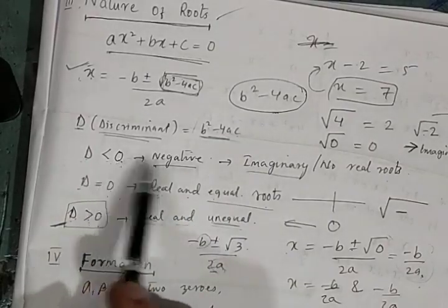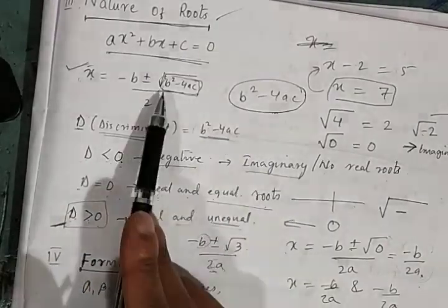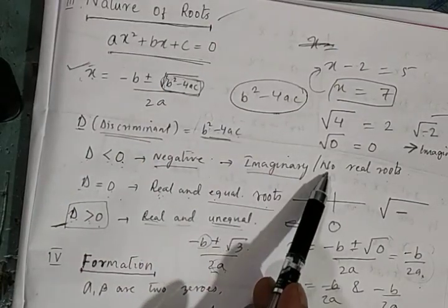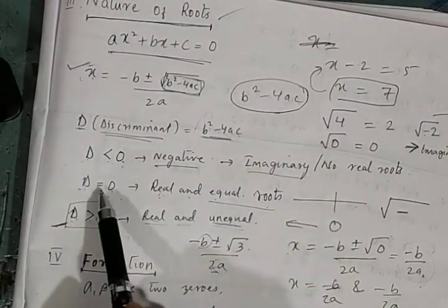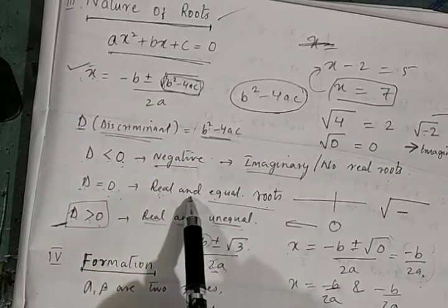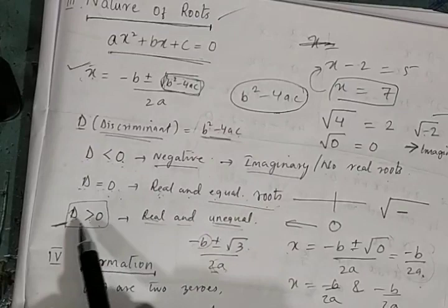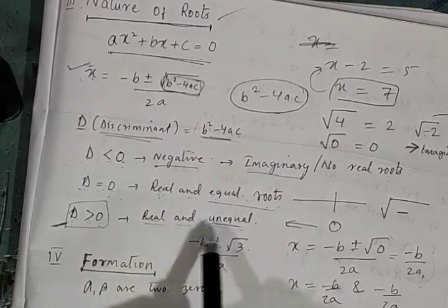So if the discriminant is less than 0, you'll have imaginary roots. Why imaginary? Because the square root of a negative is imaginary only. It's not real, so no real roots. Discriminant equal to 0, real and equal roots. Okay, it's real and equal. And discriminant bigger than 0, real and unequal.